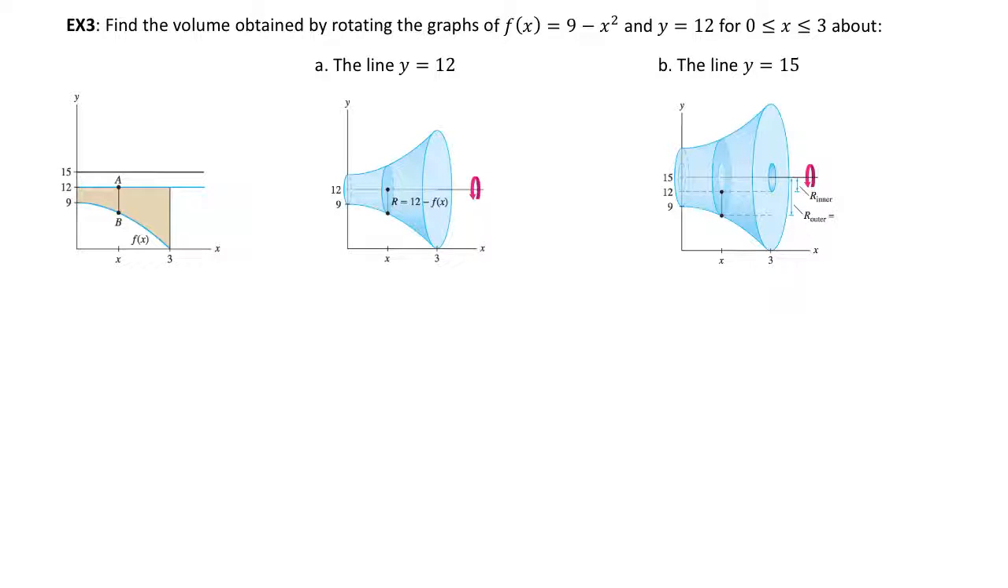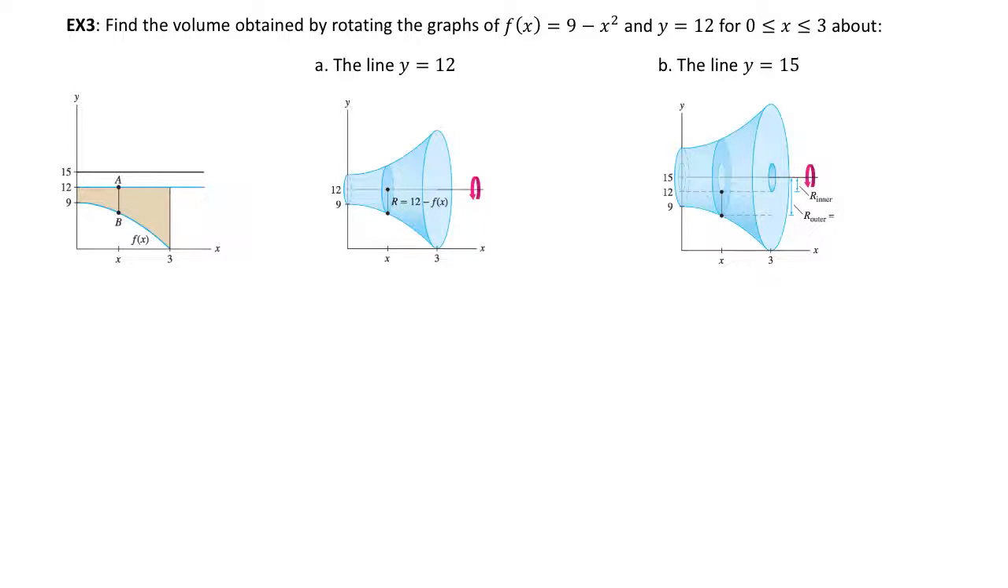In question 3, they are giving us two graphs. The first one is a quadratic, and the second one is a horizontal line passing through 12. The interval that we're dealing with is along the x-axis, going from 0 to 3. If you look over here on the left, this is already the region. It's already graphed for us or nicely shaded out.